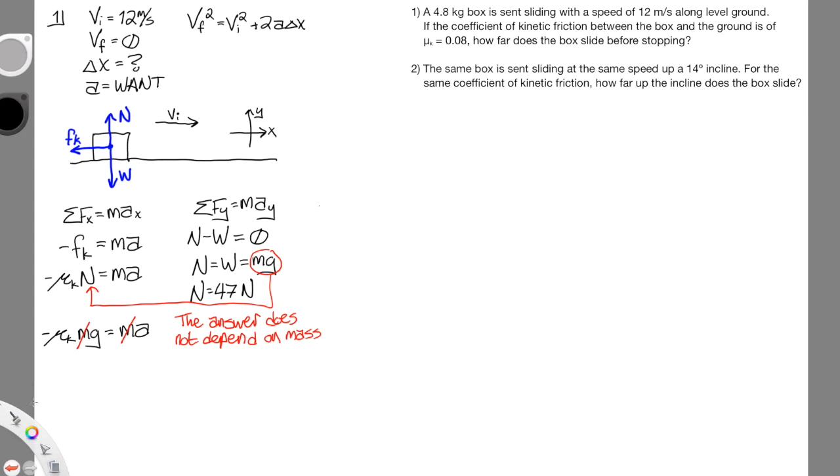Just for completeness' sake, I will tell you guys what the friction force would be down here. The coefficient of kinetic friction here was 3.76 newtons. So you guys can check that yourself. But we now have a formula for our acceleration: negative coefficient of kinetic friction times g, which is just positive 9.8 meters per second squared.